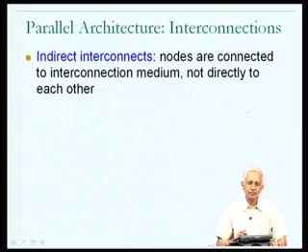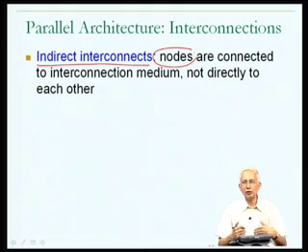The first kind of interconnect is referred to as an indirect interconnect, because the various nodes which are connected to each other by the interconnection are not connected directly to each other. Rather, all of them are connected to the interconnect, and through the interconnect they are connected to each other. So this is what is known as an indirect interconnect.